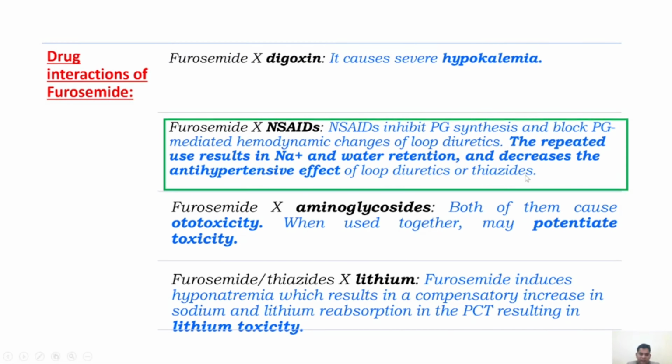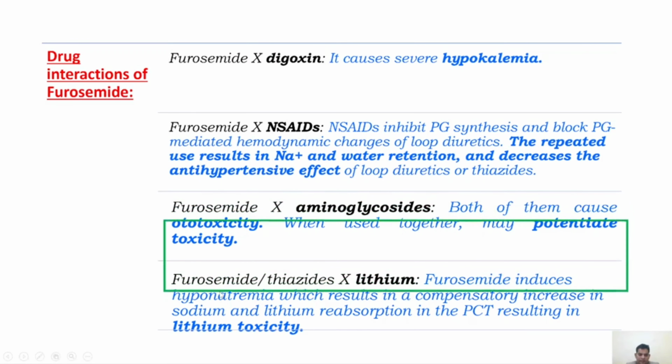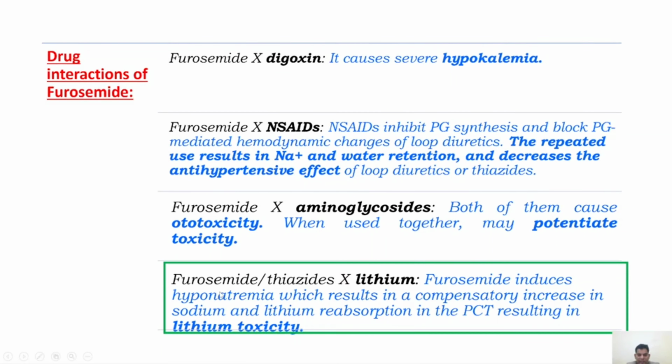Next, third one, furosemide should not be administered with aminoglycosides because both of them cause ototoxicity. When used together, they may potentiate further toxicity. Next, last one, furosemide or thiazides should not be administered with lithium because furosemide induces hyponatremia, which results in a compensatory increase in sodium and lithium reabsorption in the proximal convoluted tubule, resulting in lithium toxicity.